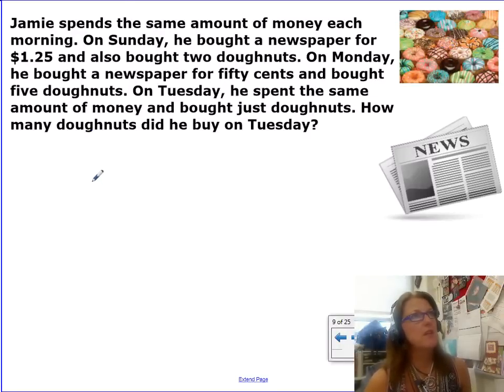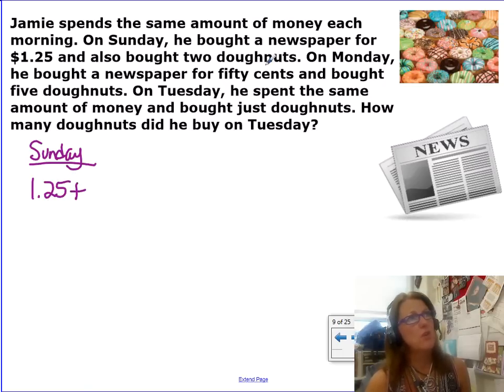On Sunday, he bought a newspaper for $1.25. Okay, so I'm going to write Sunday here. So he spends $1.25 on this newspaper, plus he bought 2 donuts. Now, I don't know how much these donuts cost, but I know he bought 2 of them. So I'm going to write 2 times D because I'm going to let D stand for donuts.